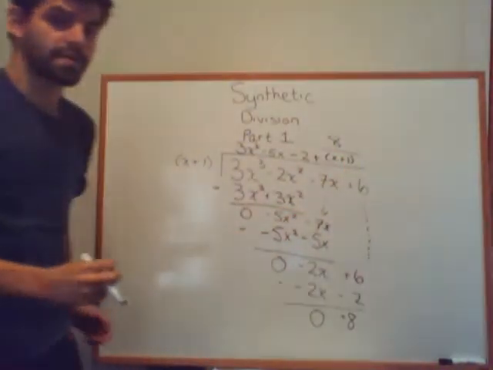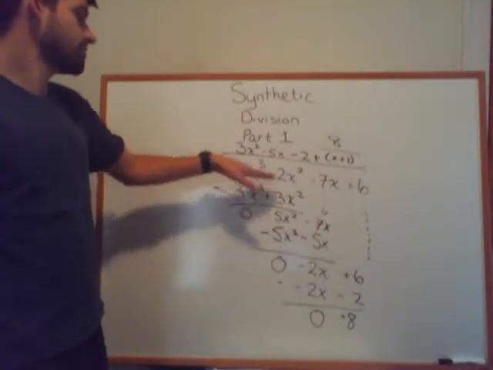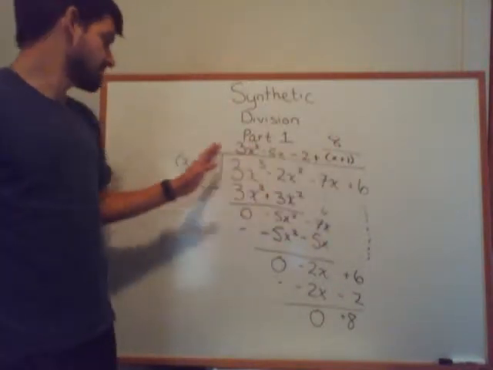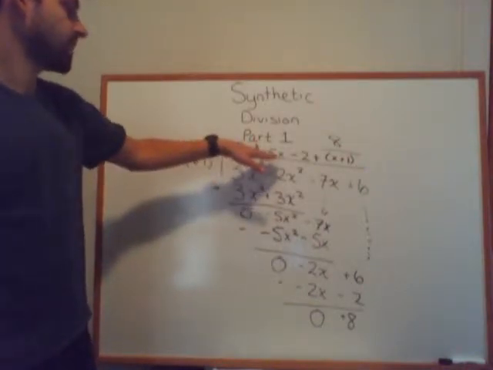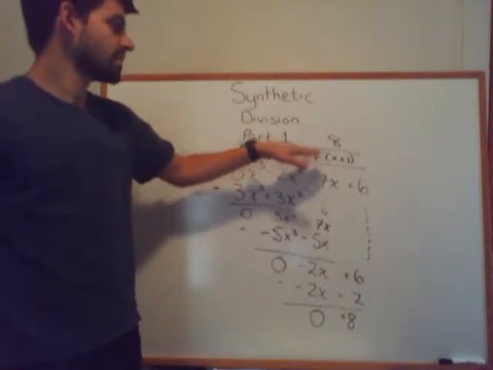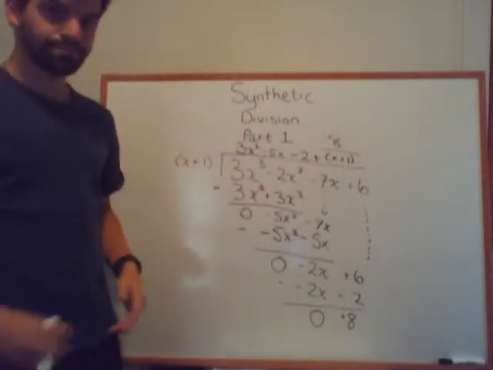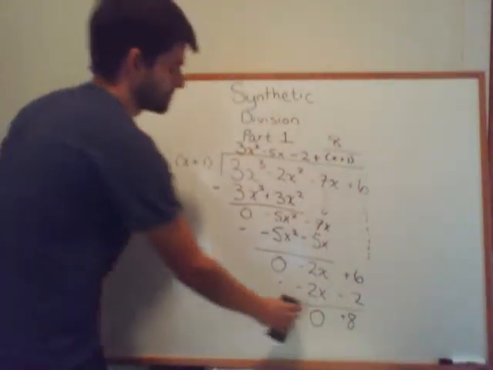So our final answer is going to be the polynomial 3x cubed minus 2x squared minus 7x plus 6 divided by x plus 1 is 3x squared minus 5x minus 2 plus 8 over the quantity x plus 1. Okay, let's look at another one.